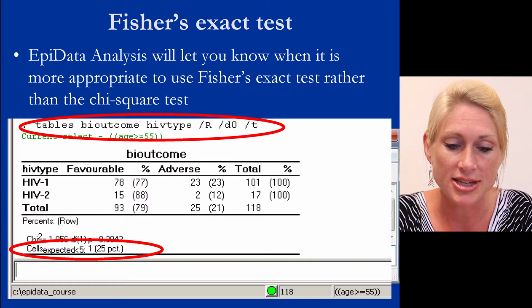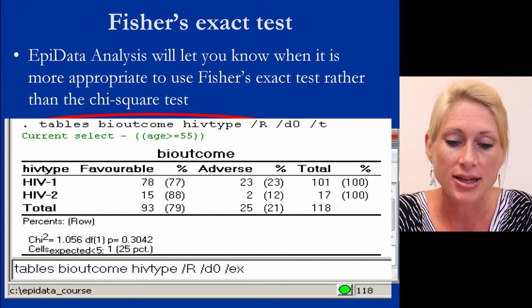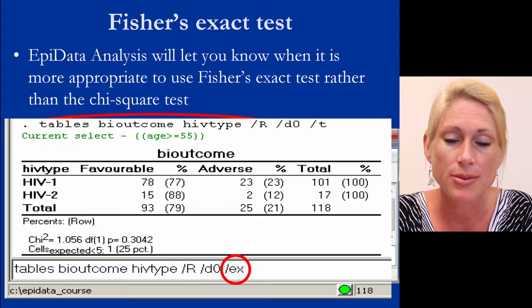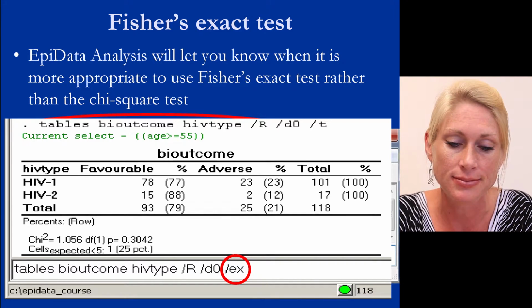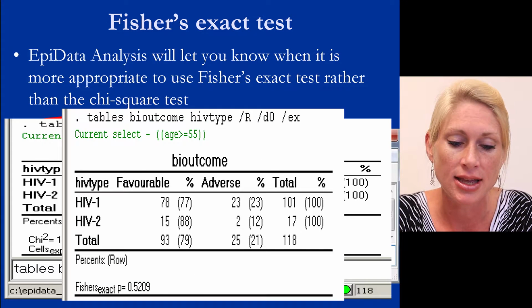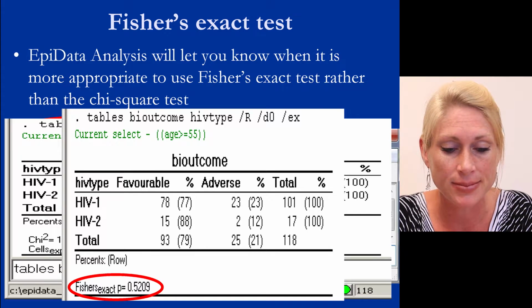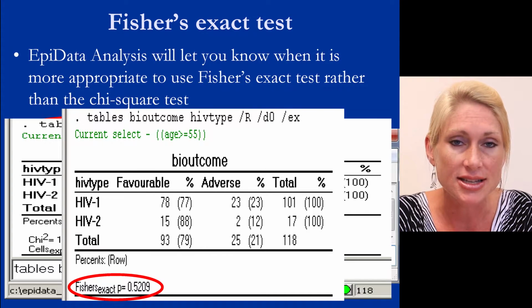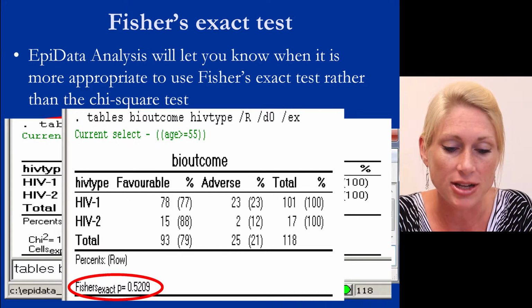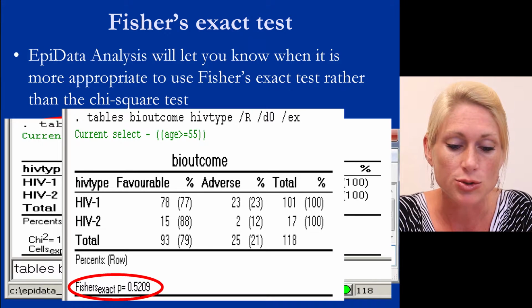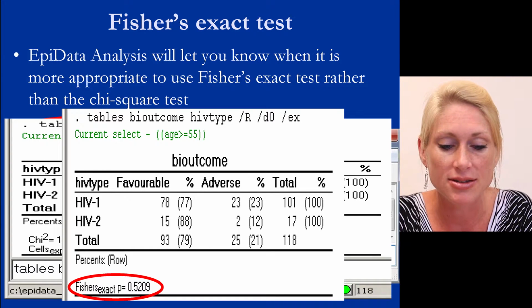So how do we do the Fisher's exact test? Well, instead of T, we use the command EX for Fisher's exact. If I run this command, here is the result of the Fisher's exact test. And unlike other significance tests, this test generates a p-value directly. So p equals 0.52 rounded up.